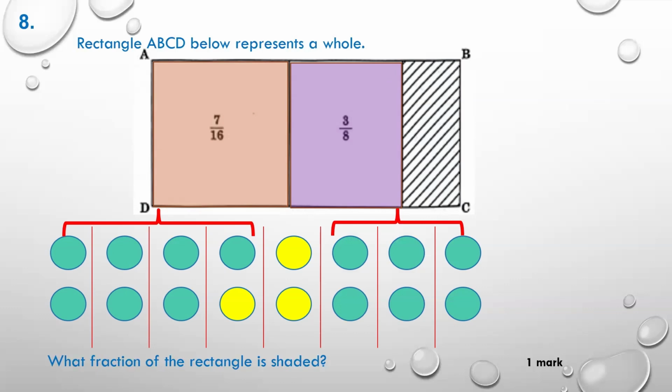So what is the shaded part? What's the remainder? 3 yellow circles. We can count them easily: 1, 2, 3. 3 out of, what was the total? 3 out of 16. So this is a different way of approaching the question. I'm sure your teachers would have done this, showing you many different ways, not just LCM alone.